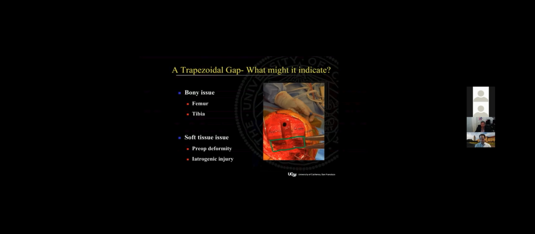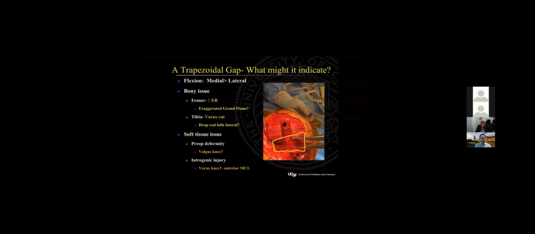Well, simply put, I think of it in terms of bony issues, either the femur or the tibia, or soft tissue issues, whether due to the patient's preoperative deformity or an iatrogenic injury. So let's take an example of a trapezoidal flexion gap with a larger medial gap than the lateral one. If you think about the femur, did you overly externally rotate it and see that exaggerated grand piano sign?